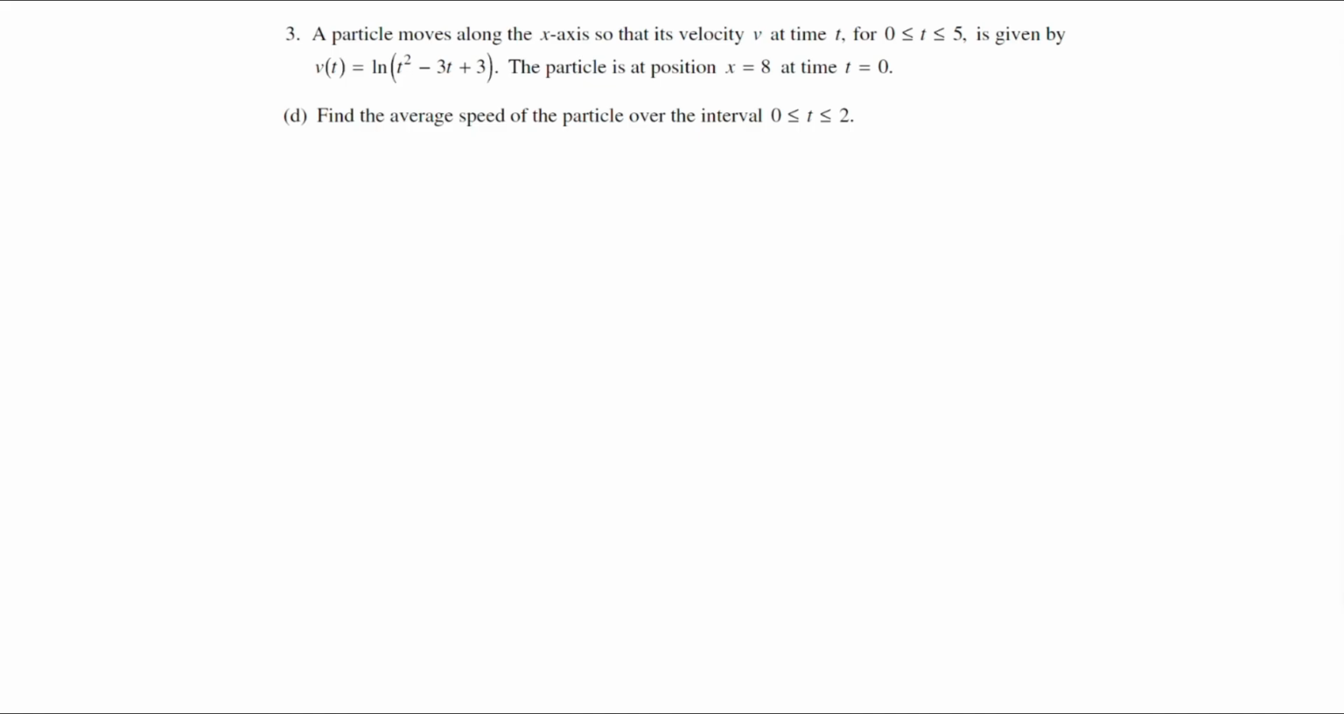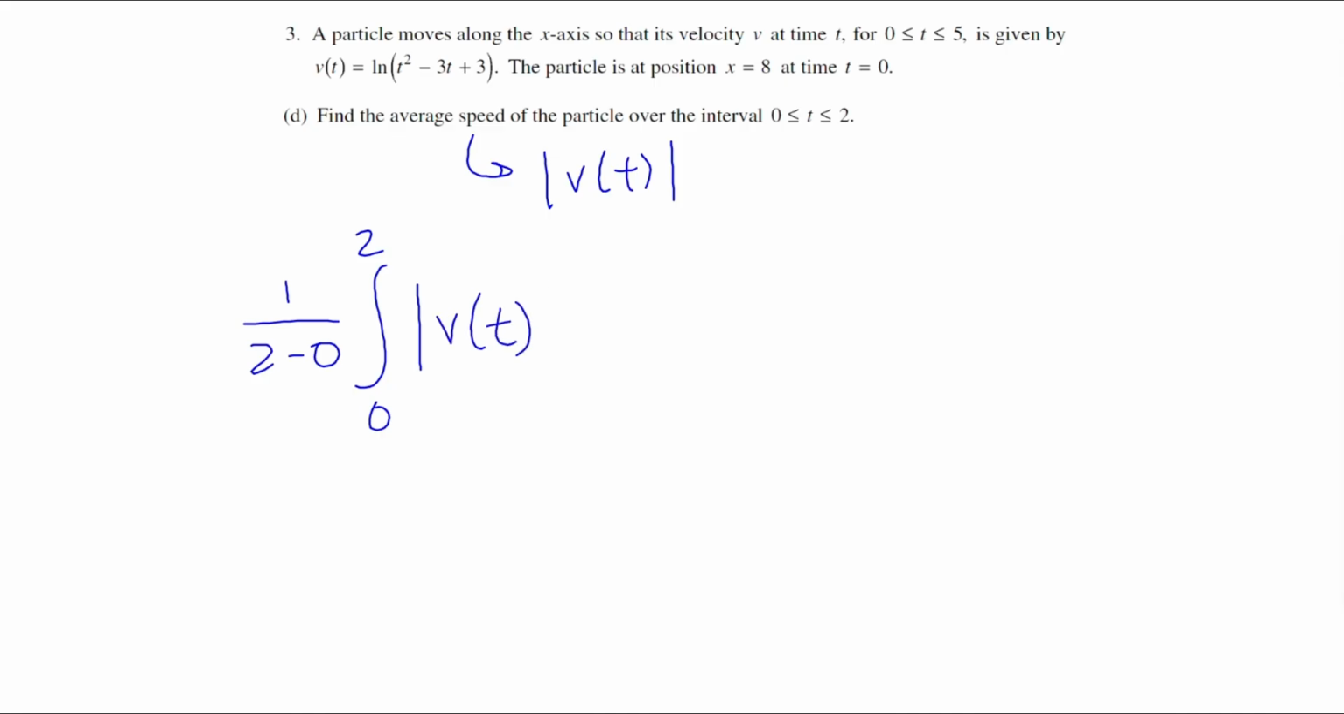And in part D, it asks us for the average speed of the particle on this interval from 0 to 2. Well, speed we know is the absolute value of velocity. So if we want the average of that function, absolute value of velocity, we just do 1 over b minus a times the integral from a to b of the speed. Right? The average value of a function is just the mean value theorem for integrals.